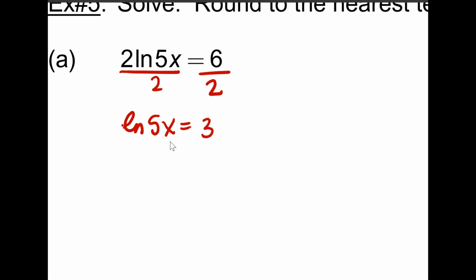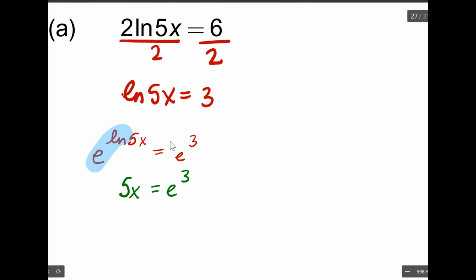Okay, cool. Ln of 5x equals 3. How can I get rid of the ln? Do you have an idea? Yes, Jonah. For each side, do whatever you did last class. Put each one as a power of e. Yeah, as an exponent for e. So I have e to the ln of 5x equals e to the third. What happens to the e and the ln? It cancels out. So I literally have 5x equals e to the third. So x equals e to the third over 5.